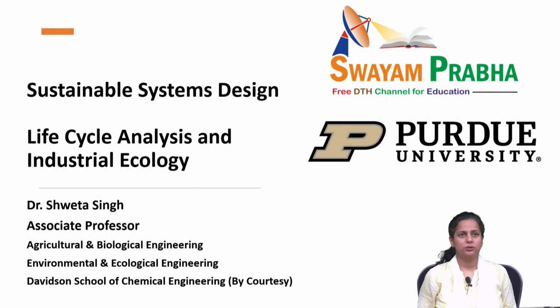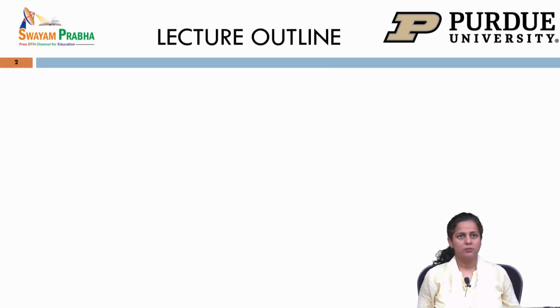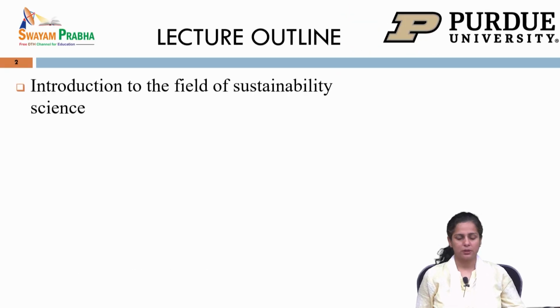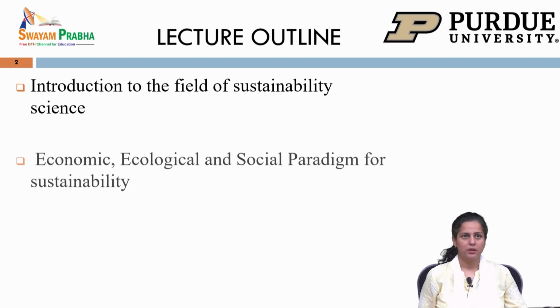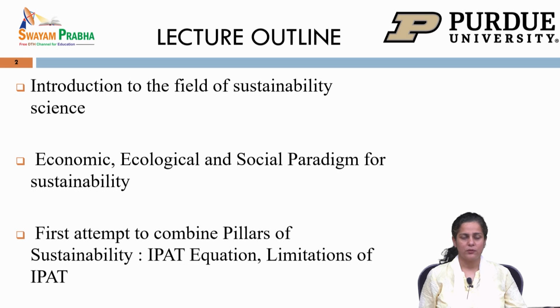Okay, welcome to module 1 of Sustainable Systems Design, Life Cycle Analysis and Industrial Ecology. In this module, we'll first learn about the field of sustainability science, a brief introduction. Then we will look at the three pillars of sustainability: the economic, ecological and social. And then we will talk about the first attempts to combine the pillars of sustainability, which is the IPAT equation, and then the limitations of IPAT.